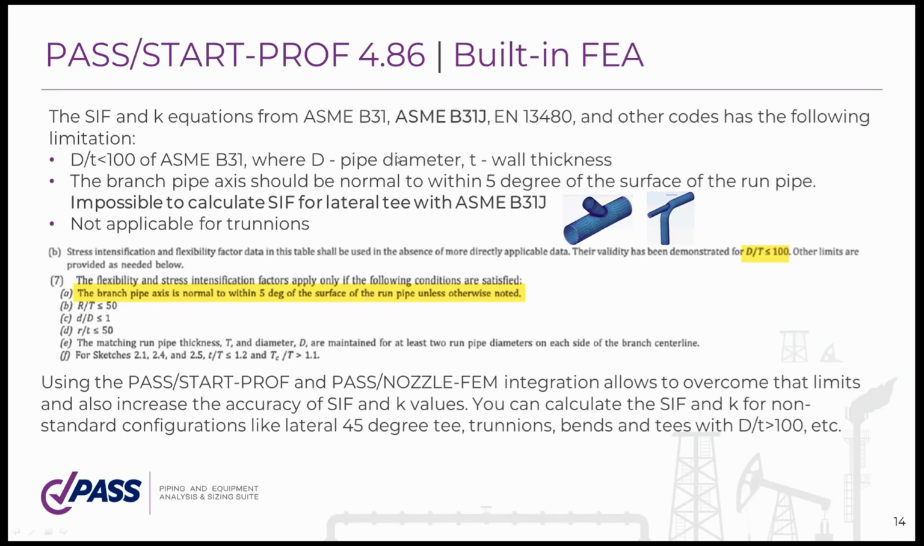Why should we use the PASS/NOZZLE-FEM software for finite element analysis of non-standard components? For example, the stress intensification and flexibility factor equations in ASME B31 codes and in the ASME B31J code have the following limitations. It is applicable only if the D/T ratio is lower than 100, and it is applicable only if the branch pipe axis is normal to the run pipe. So it is not applicable for lateral tees, for example. And also it is not applicable for trunnions. So if you run out of those limitations, you can just use the finite element method in START-PROF to analyze any piping component that is not covered by ASME B31J.